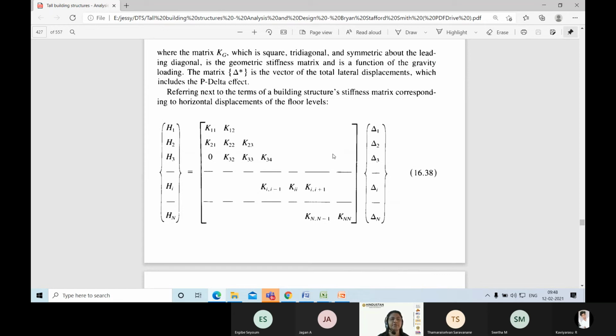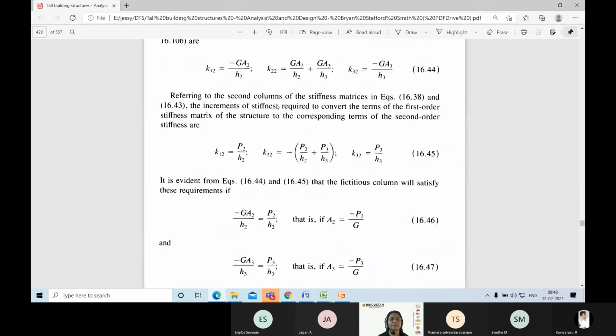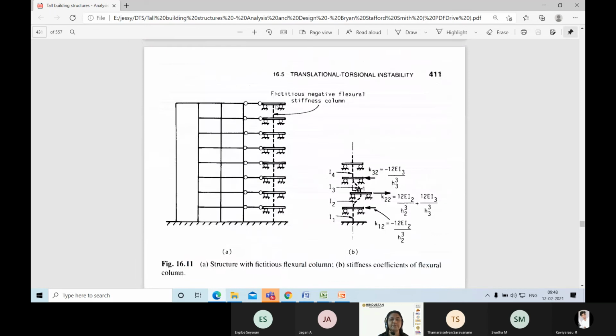So this is what we have learned also in the stiffness method, K into delta. The global stiffness matrix, the element stiffness matrix multiplied by the deflection, will give you the displacements. Okay. So this is what you can use. See, so many other equations are there. I'm just leaving all these things.